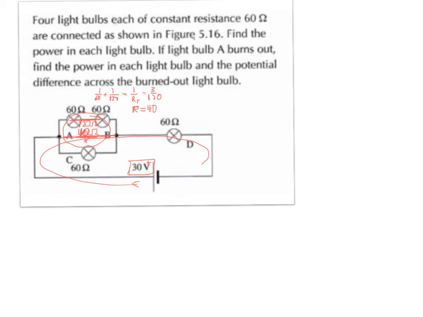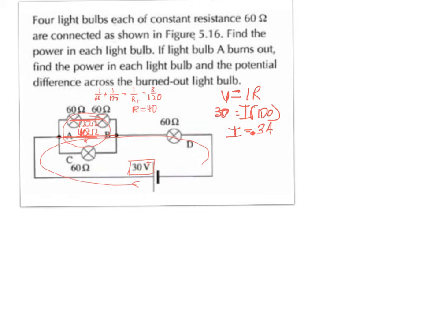So 100 ohms total, 30 volts. So I can go V equals IR. V was 30. I is unknown. R is the total resistance, which we just found out to be 100. Divide by 100. The current in the whole circuit is 0.3 amps.